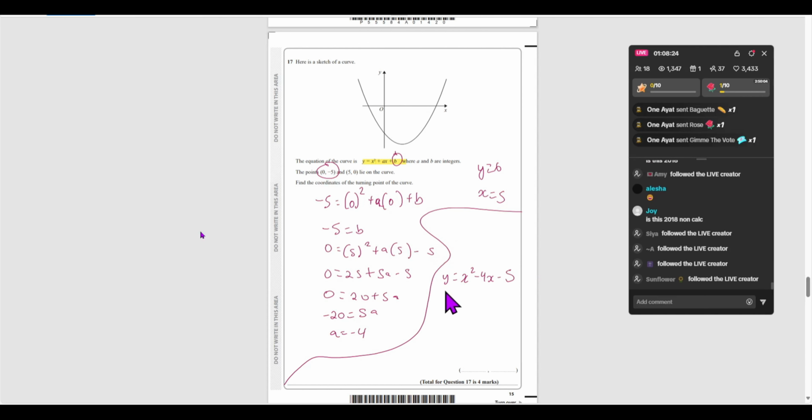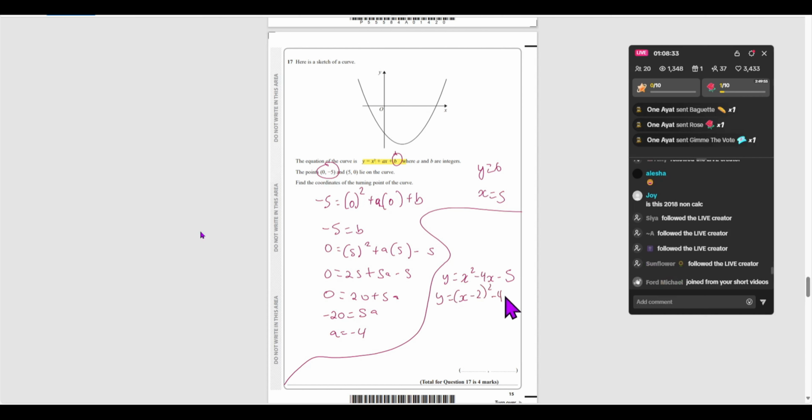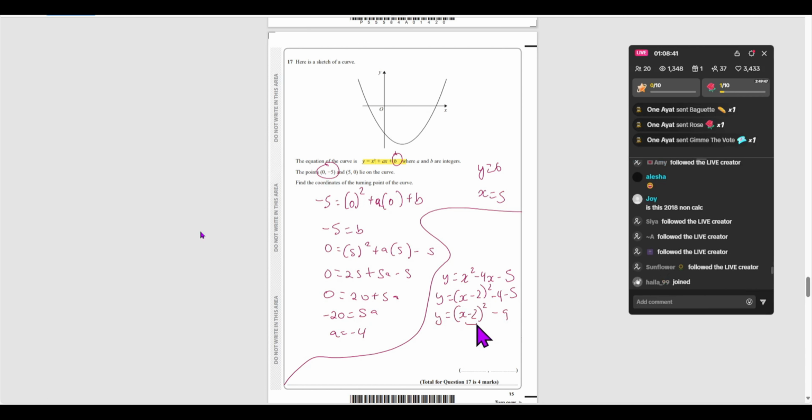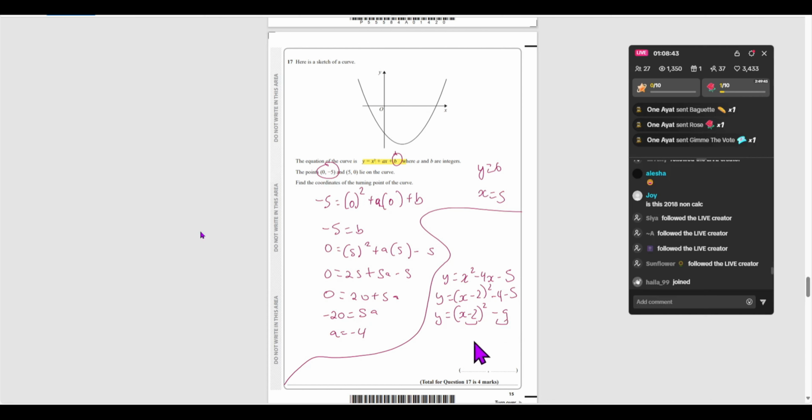So you halve the b value and you'll get y is equal to x minus 2 squared. And then you have an extra -4, then minus that 5, then you get y is equal to x minus 2 squared minus 9. And then you have this and this. So 2 and minus 9 is your answer, okay?